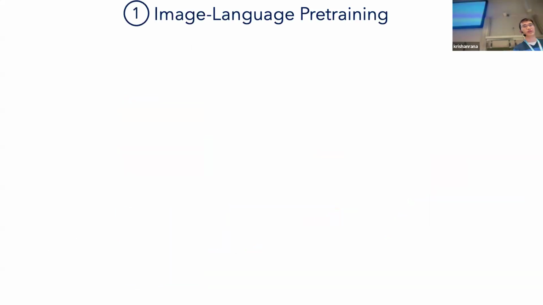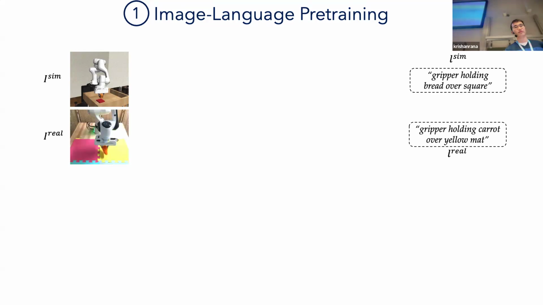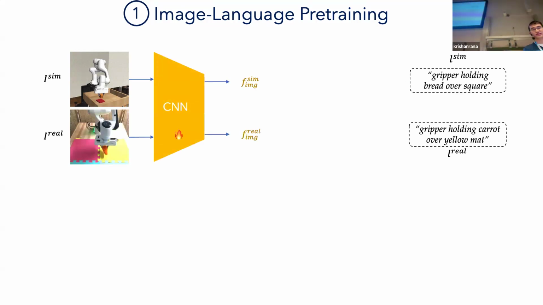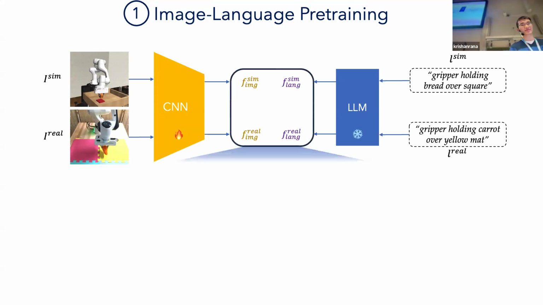So we do so by adopting a pre-train fine-tune paradigm where we first try to learn a domain invariant visual encoder for sim and real images. For each image language pair in simulation and real, we encode the images through a learned CNN to get image features, and we encode the language descriptions through a frozen LLM to get language embeddings.